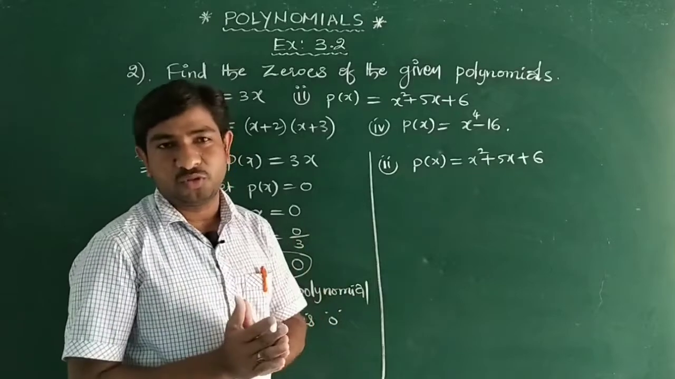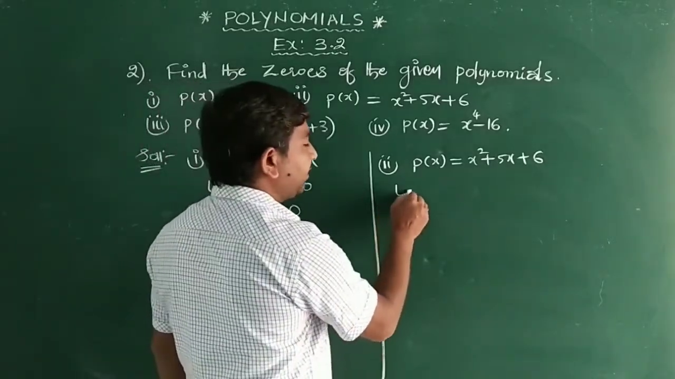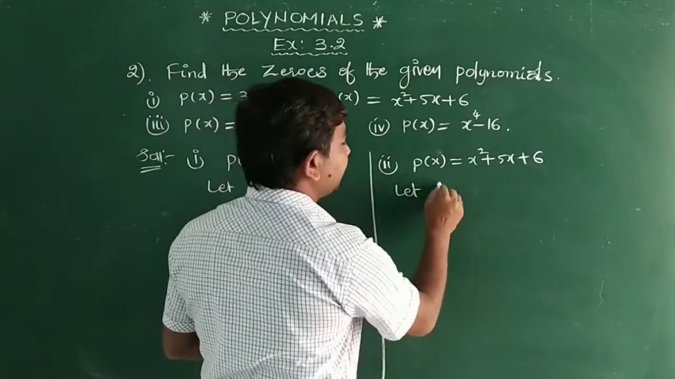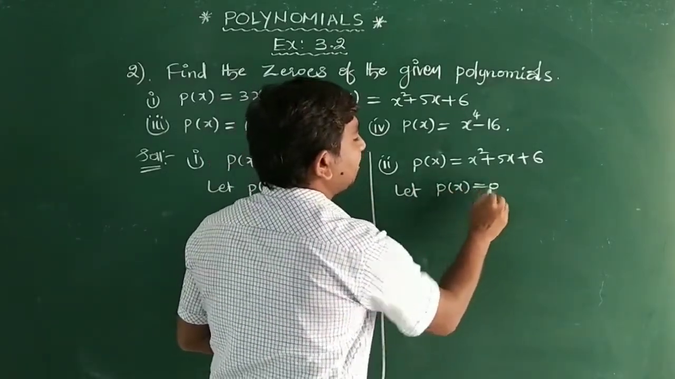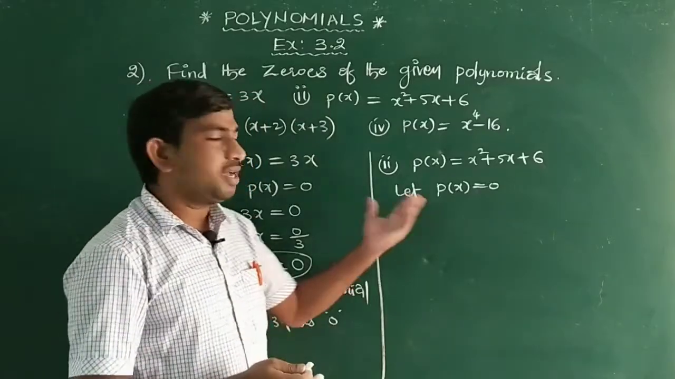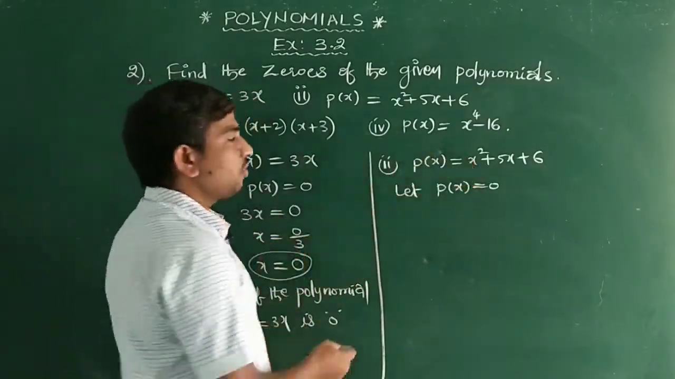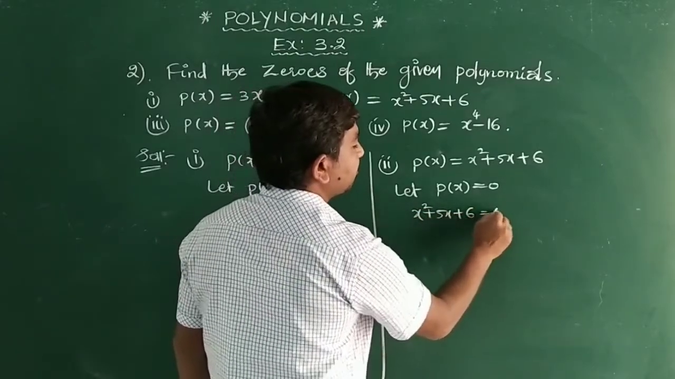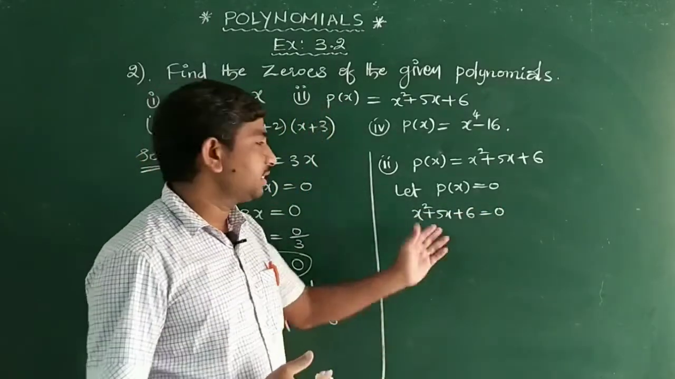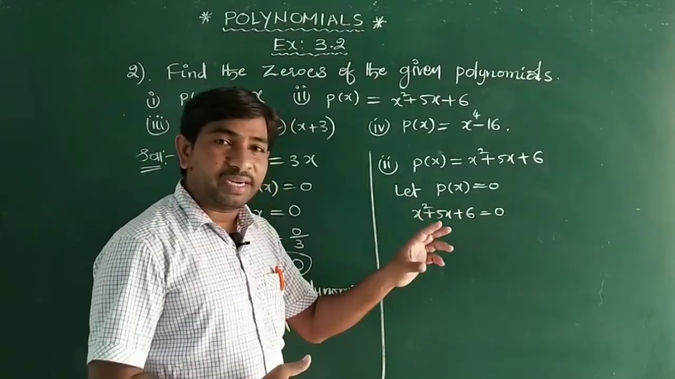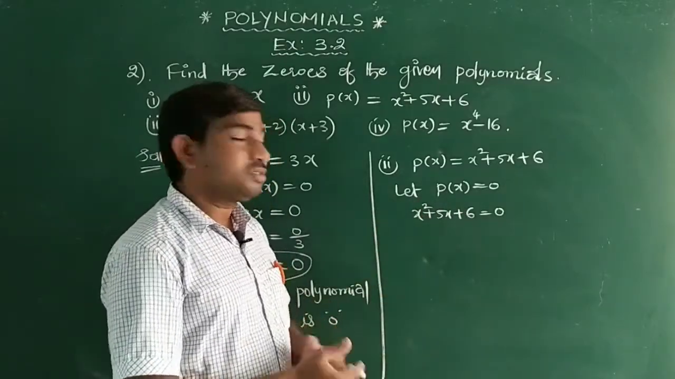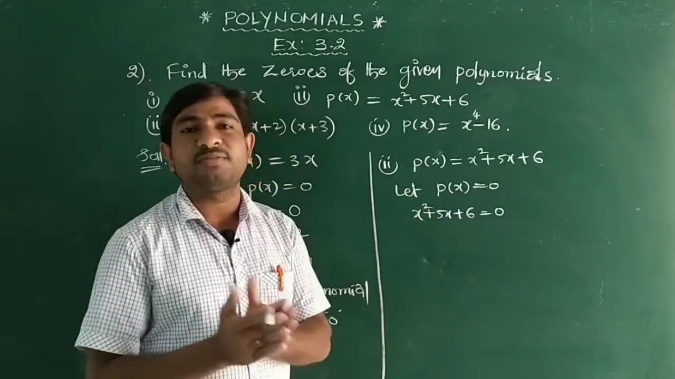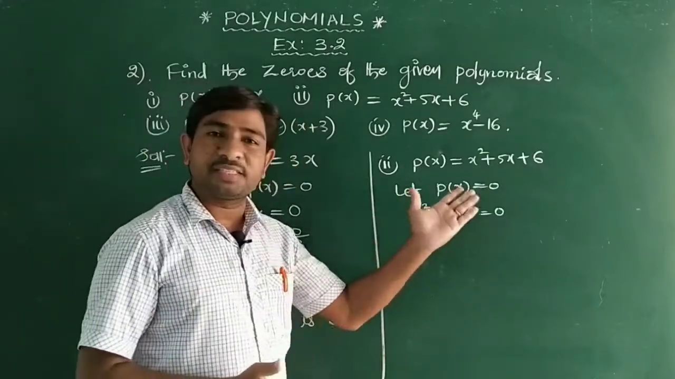So what are those 2 zeros? To find the zeros of the polynomial, what do we have to do? First, let P of x is equal to 0. P of x value is what? Here x square plus 5x plus 6 is equal to 0. Now we have to find the factorization. Why? Because we have to find the x value. To find the x value, we have to do factorization. This x square plus 5x plus 6 is equal to 0.